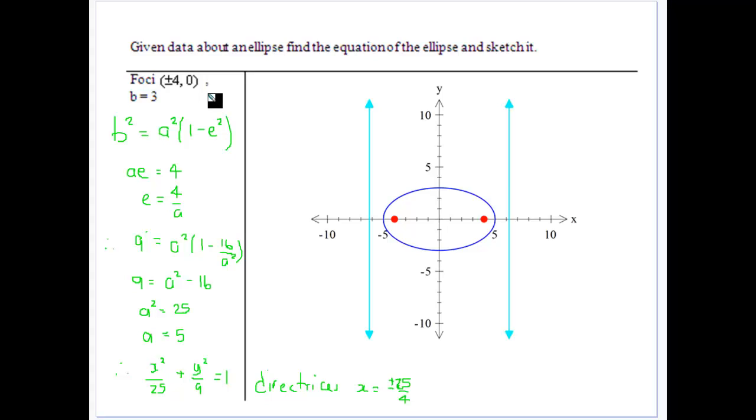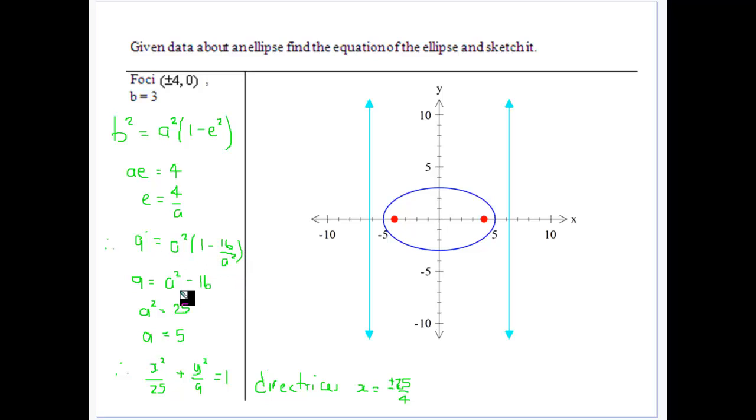So, what are we seeing? We're getting a situation where the foci are plus or minus 4, which means we've got to use a times e is equal to 4. If that's the case, e would be 4 on a. So we're able to get a relationship. We know as well b squared is equal to a squared times 1 minus e squared. So b is 3, so we get 9. And we've got a squared times 1 minus e squared, and e is 4 on a, so it gives us 16 on a squared. We're able to expand that bracket out.